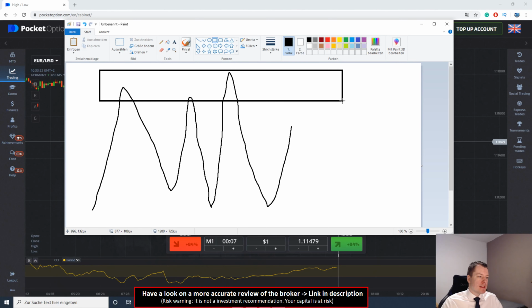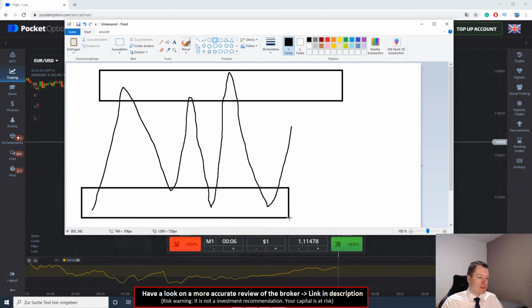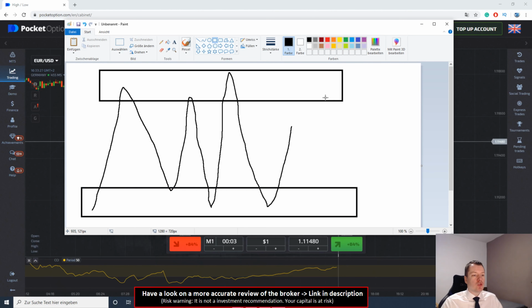I will mark this area and this area. So we got two areas. It's important to mark an area in the chart like I do here, not only one price, because sometimes the market goes above the highs or below the lows. It's not price by price. Most of the time it's a very important area of more than one price. So you have to watch the price area.